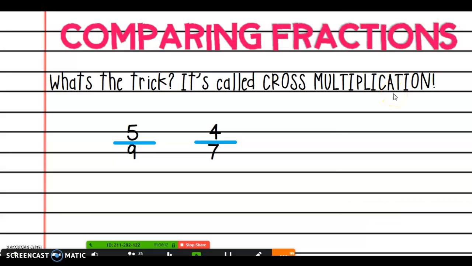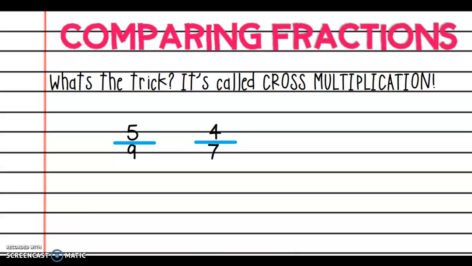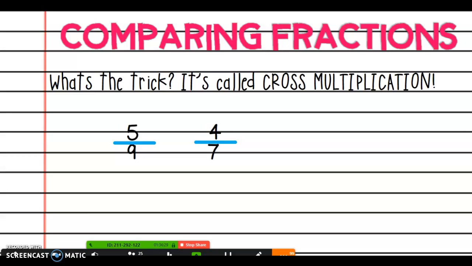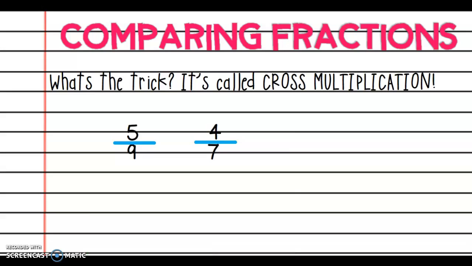Because when they have the same denominator, it's super easy, because you would just look at the numerator and you can tell right away which number is greater than the other. Because remember, when we're comparing, we're using greater than, less than, or equal to. So what is the trick? Well, the trick is called cross multiplication.